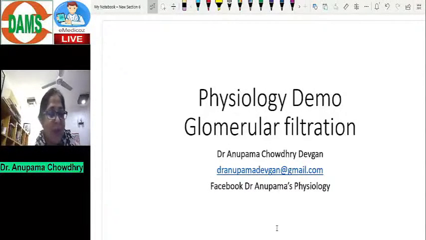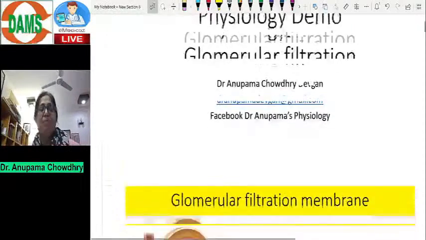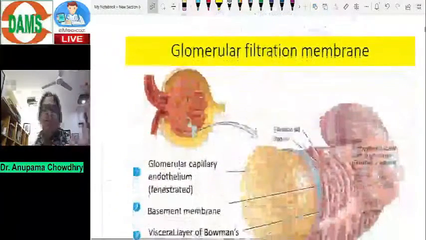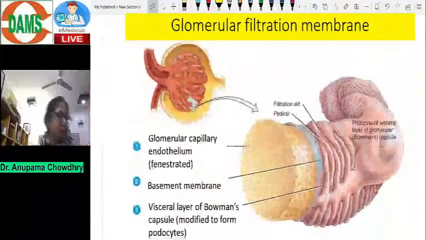So focus on physiology, especially with the shift towards integrated, application-based questions. Today I'm taking up a very simple topic with you, glomerular filtration, but as we go along, I'll tell you about the kind of graphical questions which have been asked, which can be asked from this relatively simple topic. There are some very important points that you must know about glomerular filtration. So let's first have a look at the glomerular filtration membrane.